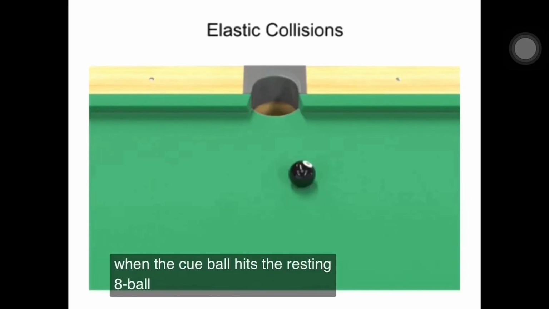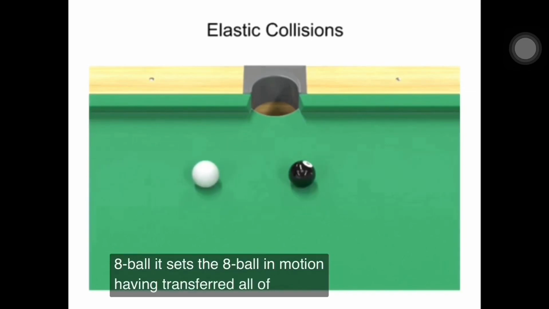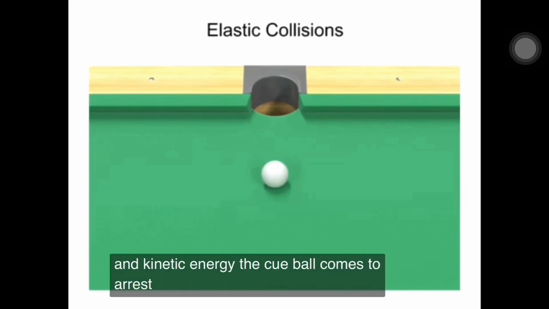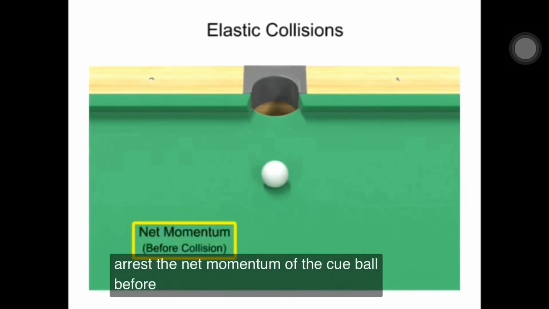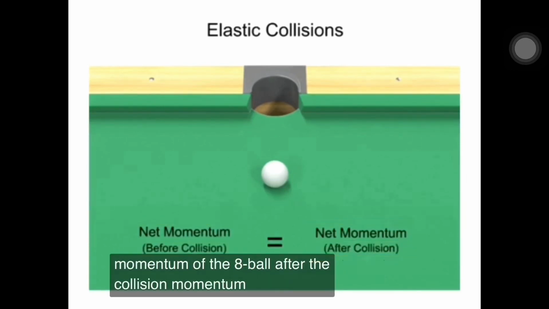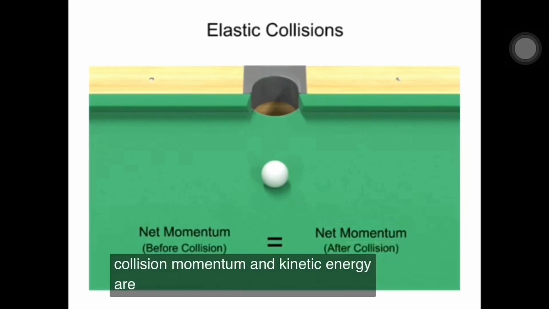When the cue ball hits the resting egg ball, it sets the egg ball in motion. Having transferred all of its momentum and kinetic energy, the cue ball comes to rest. The net momentum of the cue ball before the collision equals the net momentum of the egg ball after the collision. Momentum and kinetic energy are transferred and conserved.